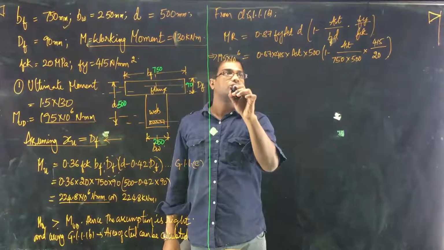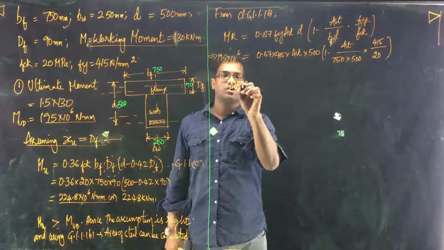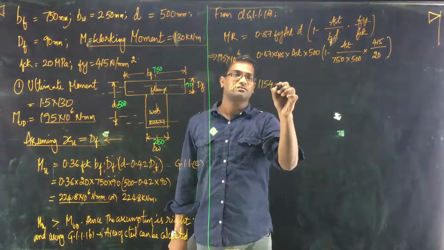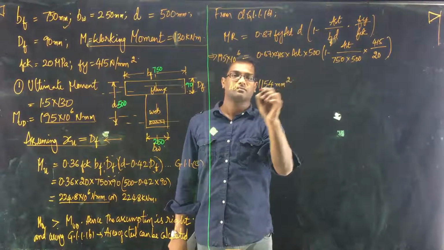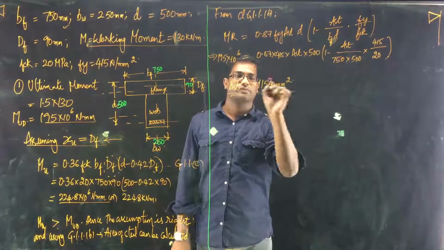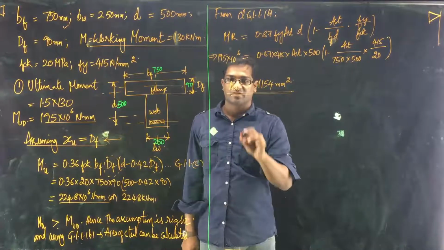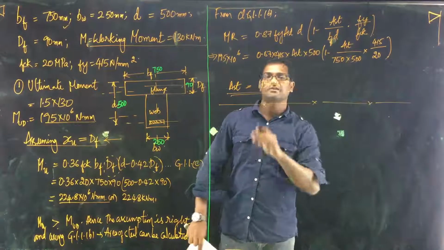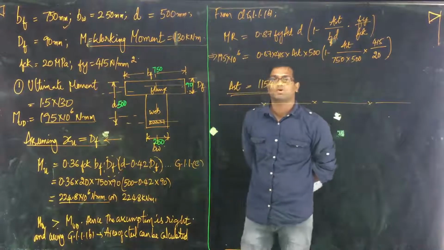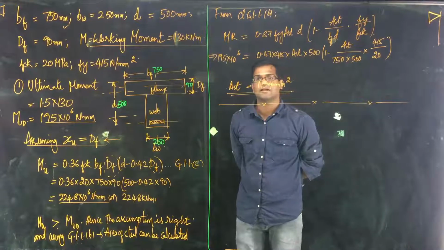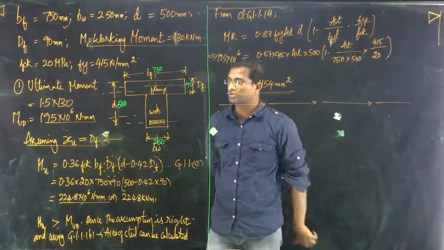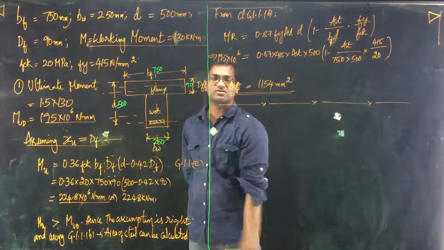So from the above equation, if you calculate AST, you get the value. So this is the problem ending. For the given section, now you are able to calculate the area of steel required. But what if the condition XU is not there?